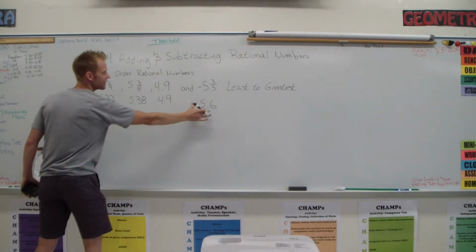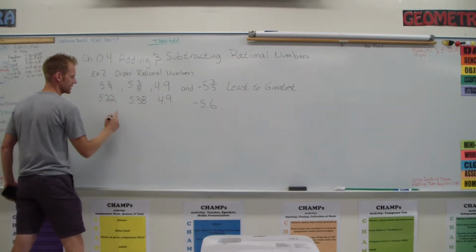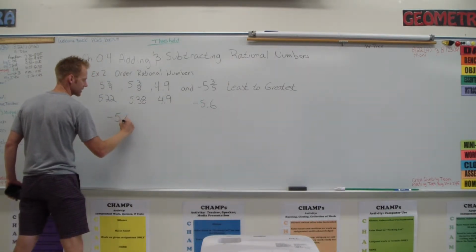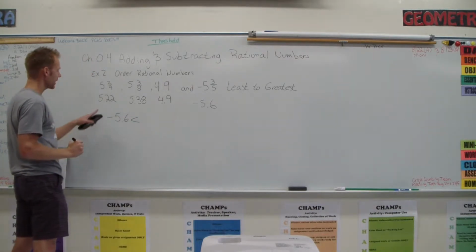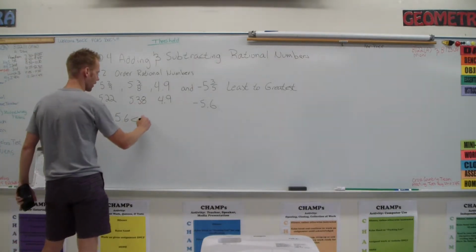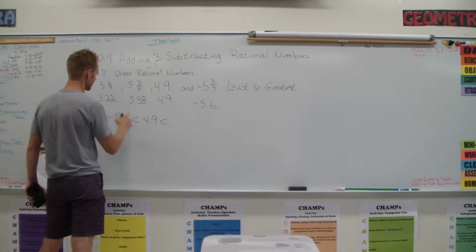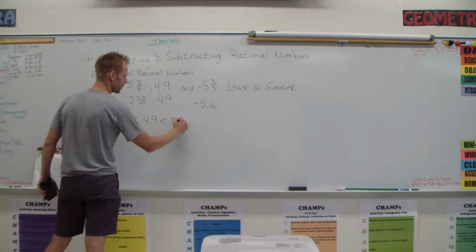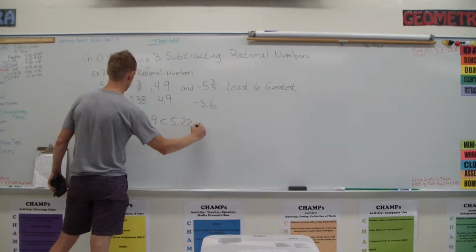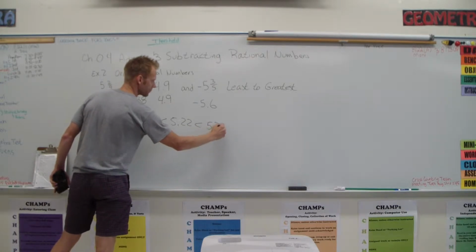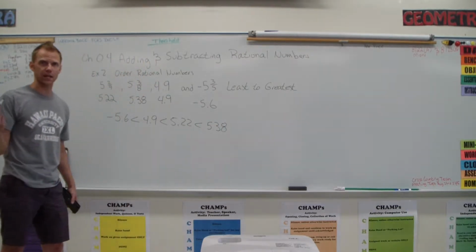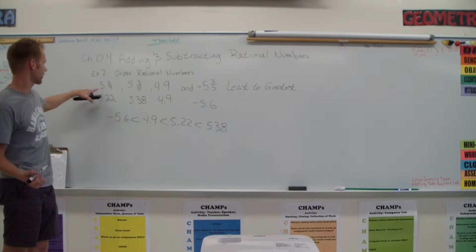Well, we know a negative number has to be smaller than anything that's positive. So we're going to go from negative 5.6, that's our smallest number, and it's going to be less than 4.9, because that's 4, which is less than 5.22, which is less than 5.38. So here we have our numbers in order, but we're going to go back and put the original number in.